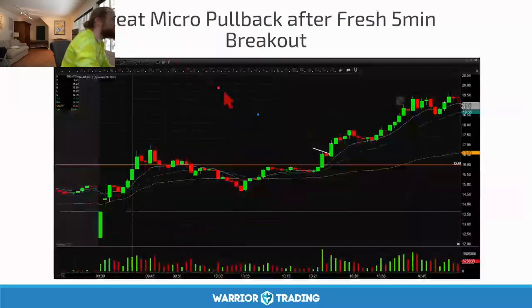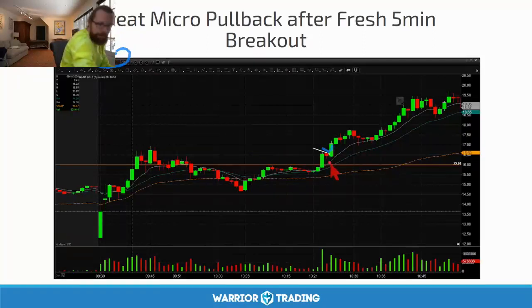Okay, so let's go back over here. On this one right here, this squeezes up, and then right in there as it starts to break out, we get that micro pullback. Kind of a micro pullback, and then it pops higher. And this again is on the 1-minute chart. So just that little micro pullback, and then it continues. This was the first pullback after this 5-minute breakout.